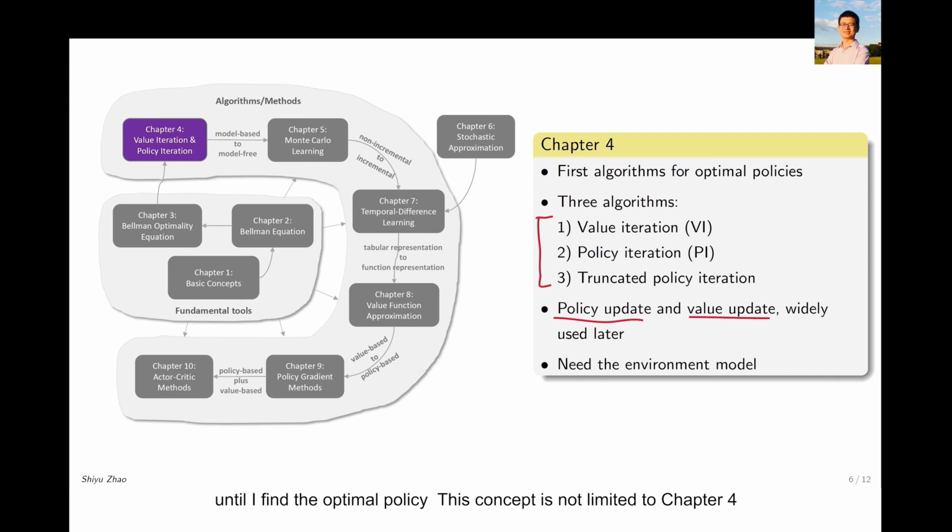This concept is not limited to Chapter 4. All subsequent algorithms in reinforcement learning operate on this principle. They continuously iterate between values and policies. The form of the algorithms may differ, but the underlying idea is similar. Additionally, the algorithms introduced in this chapter require a model. What is a model? You can check the book for an explanation. If we do not have a model, what should we do? We can proceed to Chapter 5.